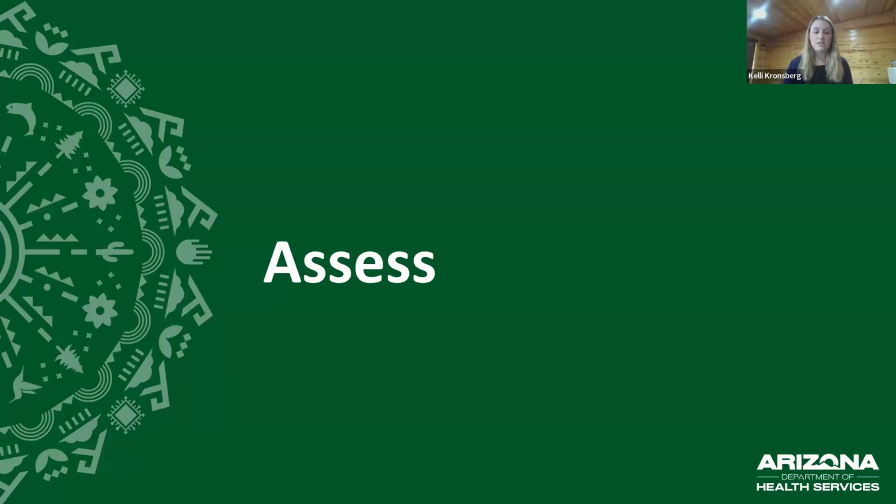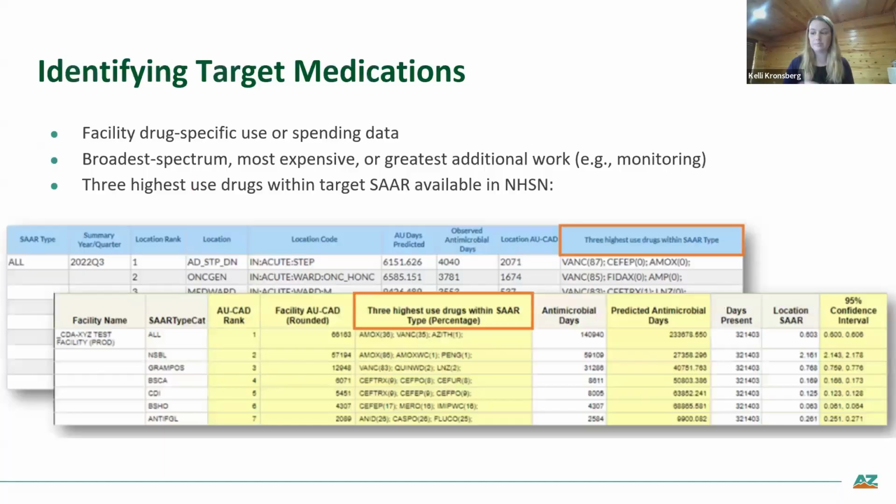So let's move into the assessment portion a little bit more. When you want to identify target medications, you can look at facility drug-specific use or perhaps spending data. That's usually something that can get good C-suite or administrative buy-in. And when you're looking at facility-specific drug use, maybe you want to consider the broadest spectrum agents from a stewardship perspective. Maybe you want to look at those with the highest cost or those with the greatest additional work, such as monitoring of vancomycin or aminoglycosides or the mold-active triazoles.